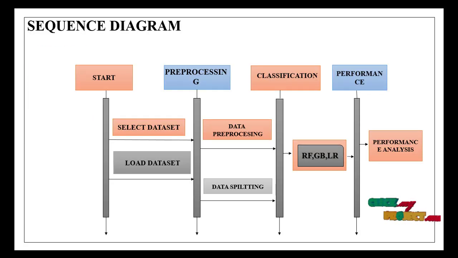And then this is a sequence diagram. We have four sequences: starting, pre-processing, classification, and performance analysis. Select and load in the start point, and then the pre-processing and splitting in the pre-processing stage. Apply the ML algorithms in the classification, and finally predict the accuracy of our model in the performance analysis.